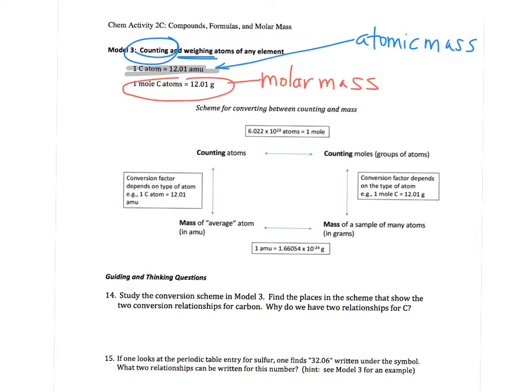So let's just review those definitions. The molar mass is the mass of 1 mole of something. The atomic mass is just the average mass of an atom. And remember, no atom actually has that mass. This is the weighted average.